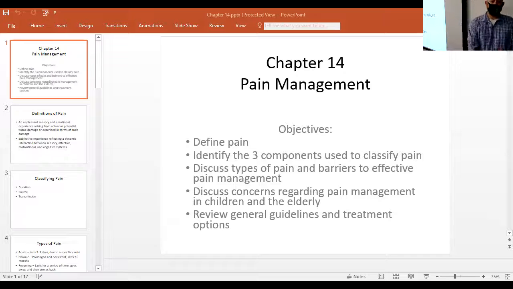There's a 3-step ladder for pain treatment. You want to go with non-opioids for mild pain. Those are your light pain pills, basically. Weak opioids for moderate pain, and then strong opioids for severe pain. Opioids are the ones that people get hooked on. Opioids are the strong ones.